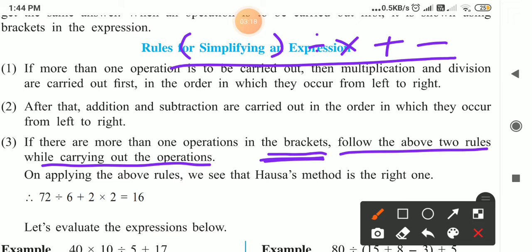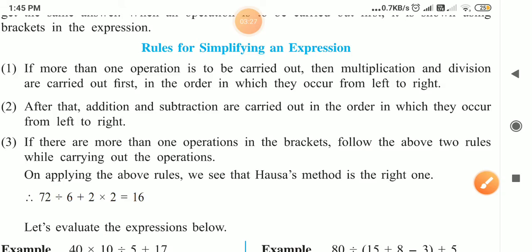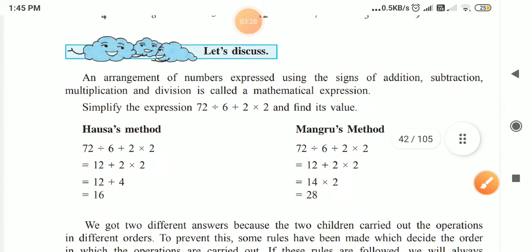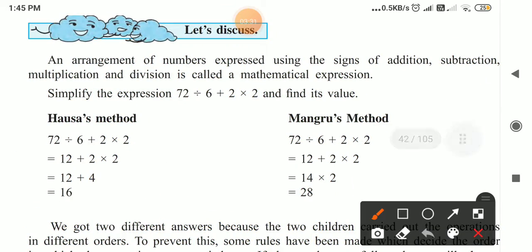On applying the above rules, we see that Hausa's method is the right one. When Hausa solved this expression, you will notice that she solved the division first, and Mangru also solved the division first. After the division, since it was first from the left, both of them solved the division first.